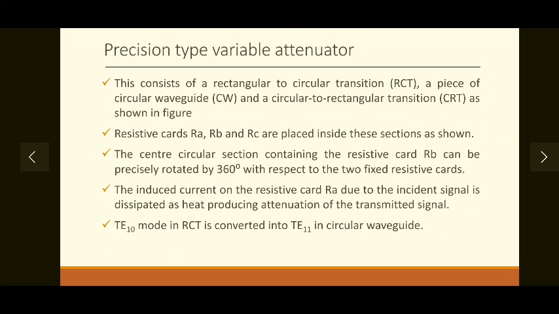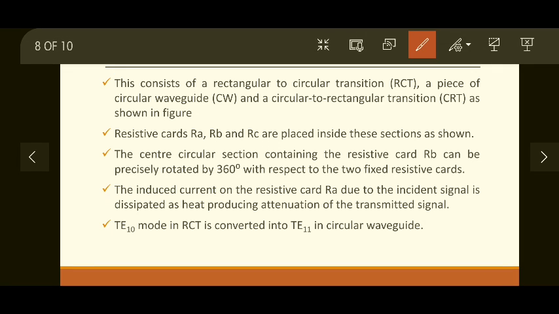Then another variable attenuator is the precision type variable attenuator. Interestingly, we have seen this type of device already in the phase shifter, that is the precision type rotary phase shifter. The construction is similar. If you remember, this consists of a rectangular to circular transition, which we are abbreviating as RCT. First is a rectangular to circular transition, then followed by a circular waveguide, then again followed by a circular to rectangular transition.